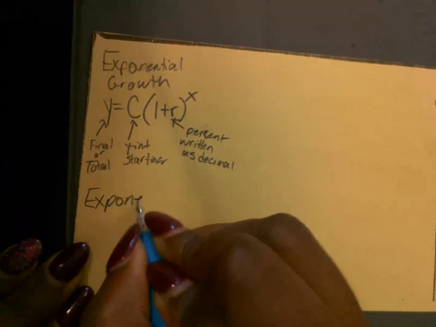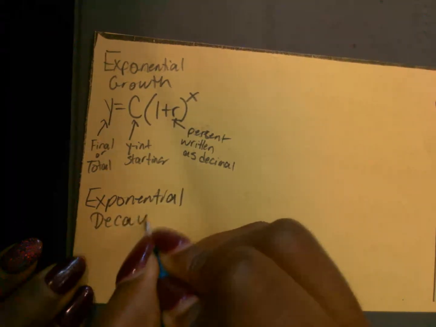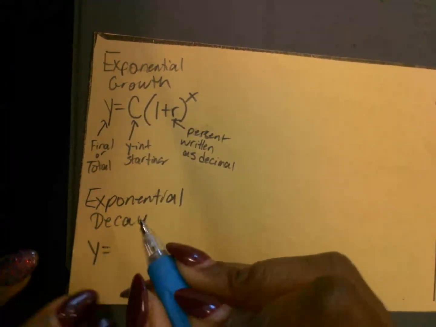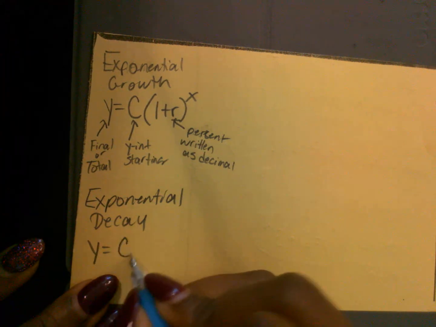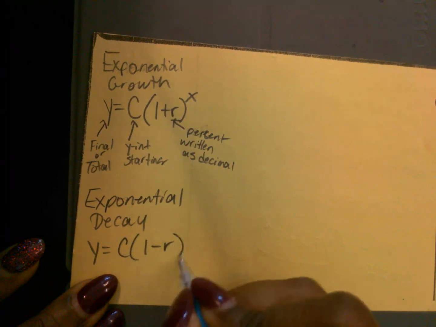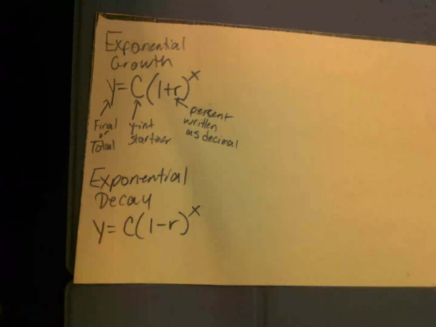Exponential decay. What is exponential decay? I heard the y, that's all I heard you say. Y equals C times 1 minus r, to the x power. Very good. And the letters mean the same.